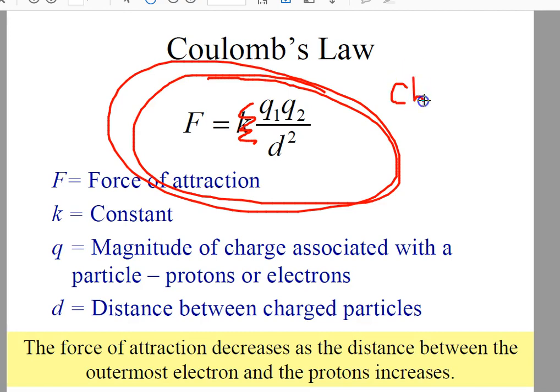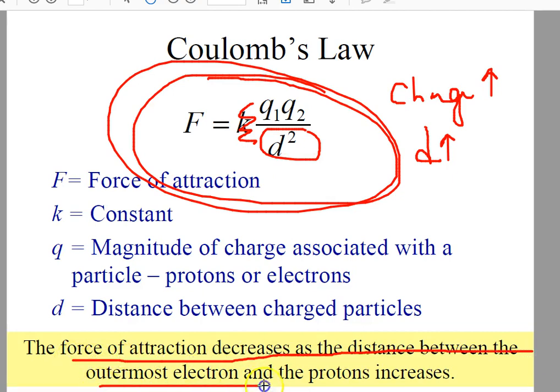If the charge goes up, what's that going to do to the attractive force? That's going to increase the attractive force. And as the distance goes up, distance is on the bottom, what's that going to do to the attractive force? If distance is in the denominator and it goes up, the force of attraction is going to decrease as the distance increases. So when we shoot light at a substance, if its electrons are further away from the nucleus, they're going to take less energy to remove.